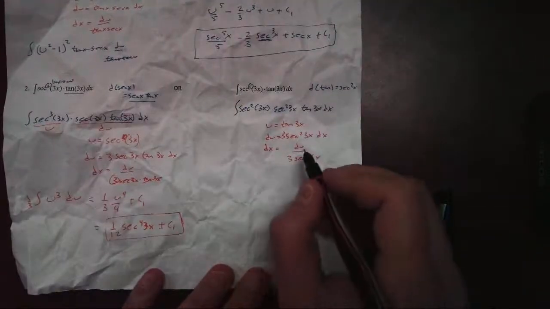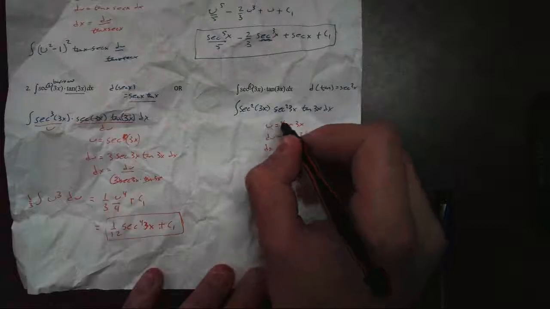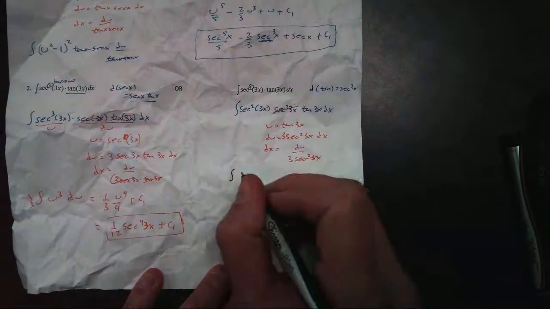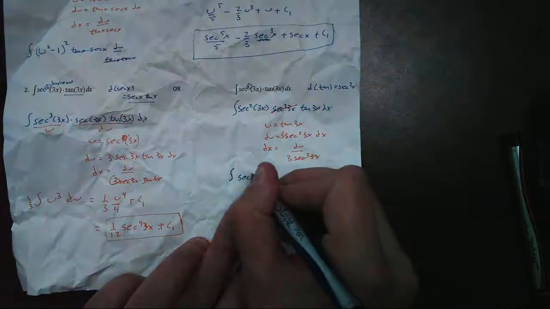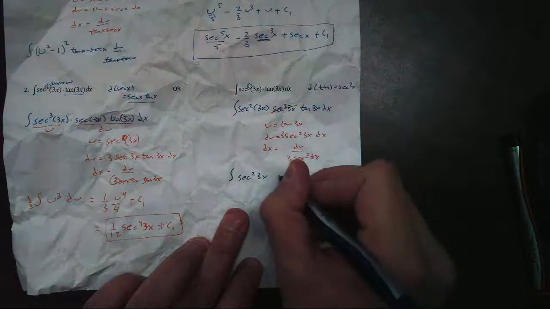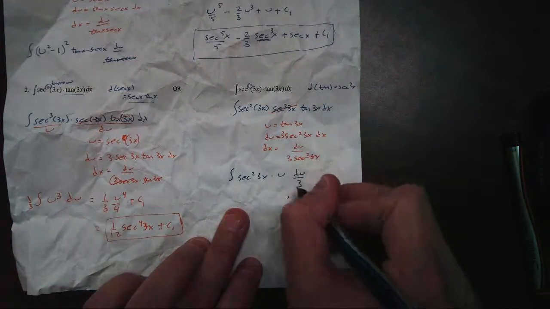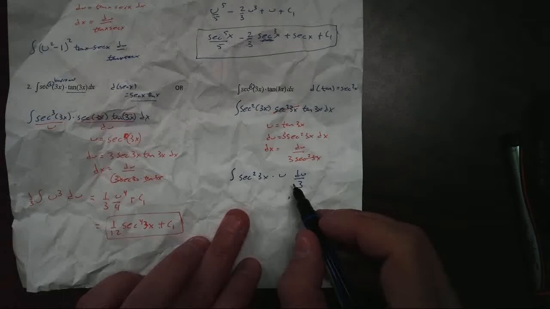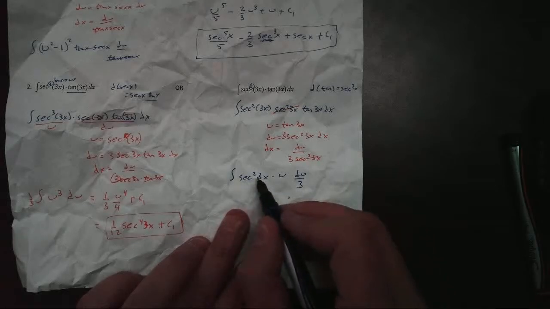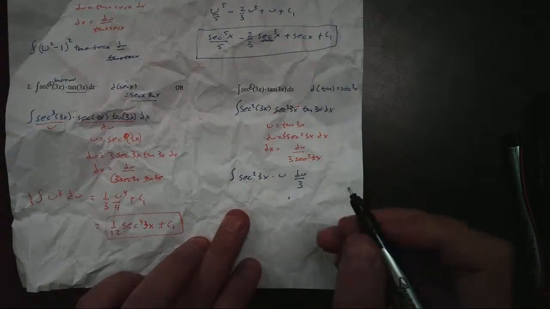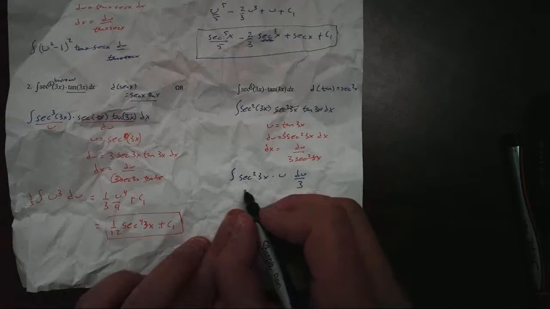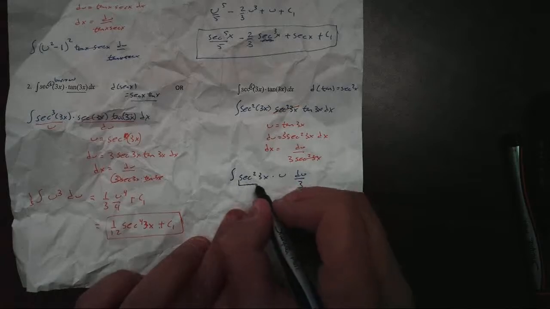And what we should notice happening is that one of the secant squareds will cancel out. When I rewrite my integral, I now have this secant squared of 3x times, remember this is u, and I got this du over 3. Now I do have a problem right here, because I still have the secant here, and I have this u. You can't have two different variables. That's later, multivariable. We're not ready for that yet. So what we're going to do is replace this.